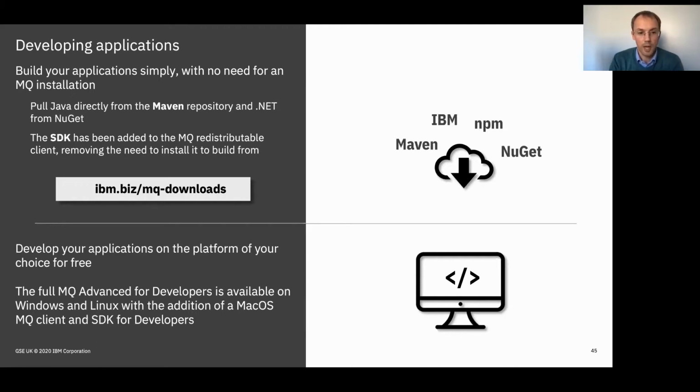We also now have a redistributable MQ client, which you can use to take the MQ client and build it into your own applications without needing to source and install MQ separately. That redistributable client now also has the MQ SDK built into it, so you can use it to actually obtain the header definitions that you need to build your own applications at the same time.